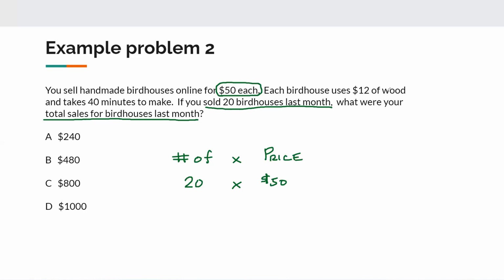Each birdhouse uses $12 of wood. Well, nowhere did it ask us how much it costs to make our birdhouses. We're just talking about what we sell them for. So we're not worried about that one. And 40 minutes to make. We also were not asked about how long it took to make these 20 birdhouses. So we don't need that information either. So it seems like this is all we need. 20 times 50 is $1,000. And here's our answer D.